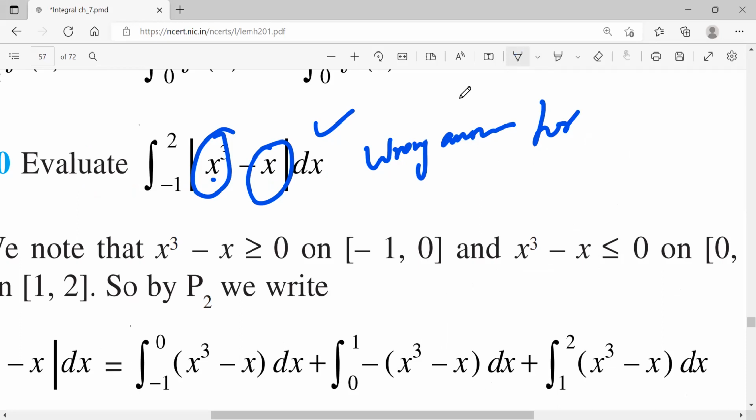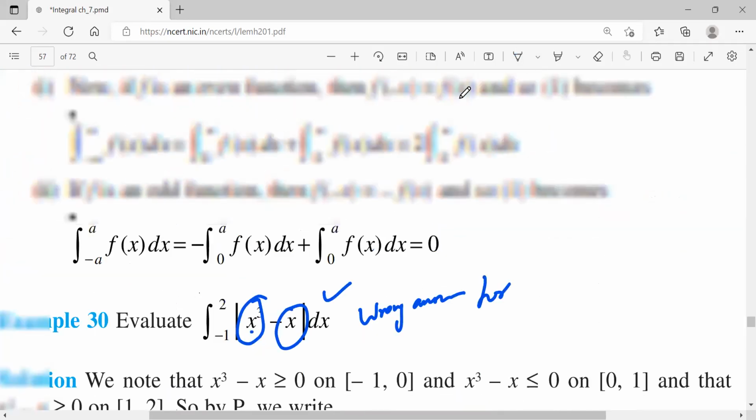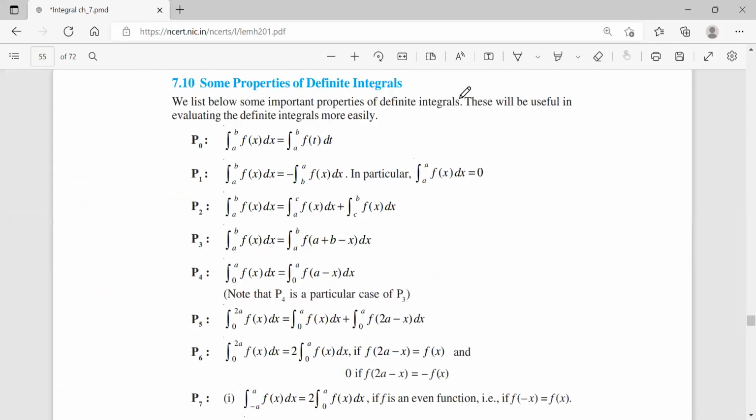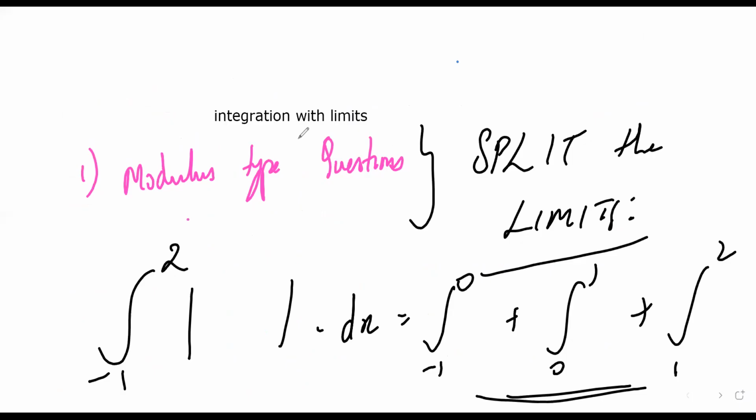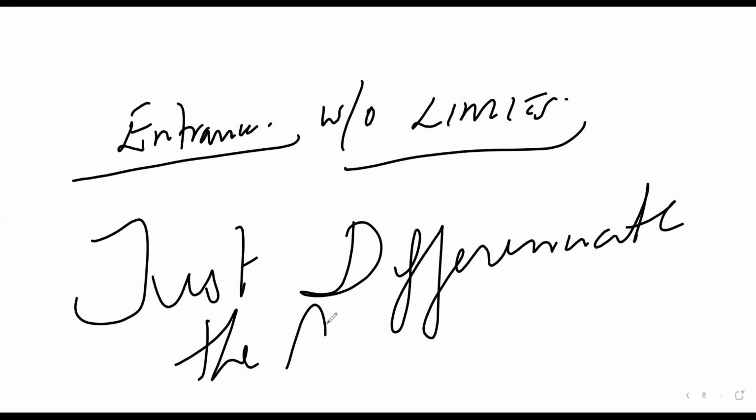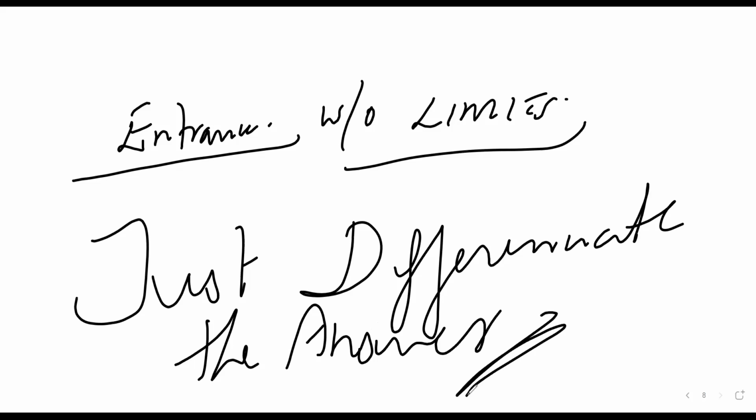So I'm sure that everyone knows how to do the integration of this. And then coming to the properties, there are totally 7 properties. Why I want to discuss integration with limits is, normally if I get an integration question in entrance, that is without limits, just differentiate the answer. By seeing it itself, you'll get it. We have to be good at differentiation. Just differentiate the options and use the process of elimination. That's it. But if the question is coming with limits, then we may have to apply the properties.